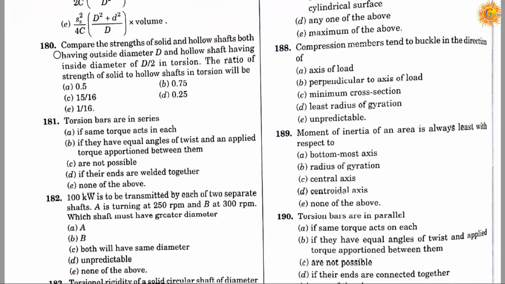Question number 180. Compare the strengths of solid and hollow shafts, both having outside diameter capital D, with the hollow shaft having inside diameter of D by 2, in torsion. The ratio of strength of solid to hollow shaft in torsion will be: option A 0.5, option B 0.75, option C 15/16, option D 0.25, and option E 1/16. The correct answer is C, it will be 15/16.